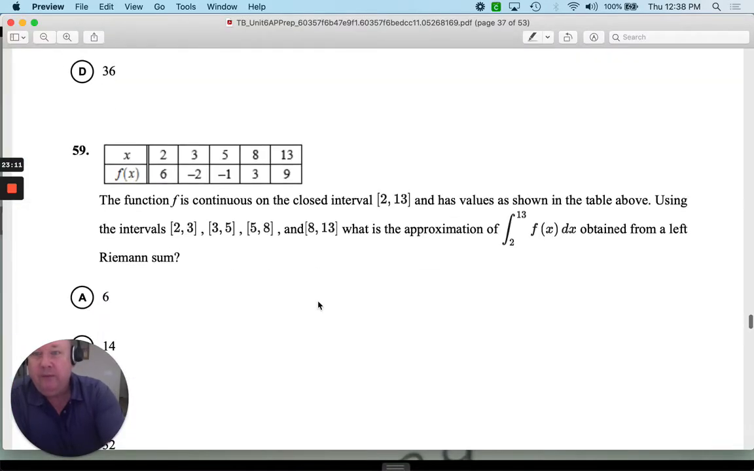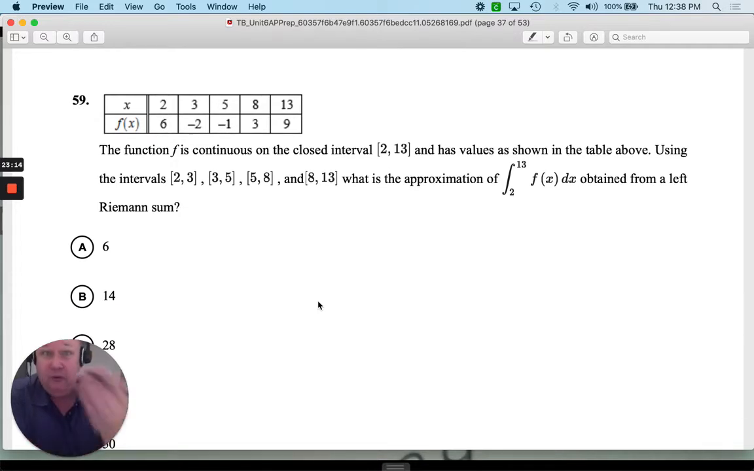All right, 59. In question number 59, you're given a table of values. Again, always press pause and try it first.